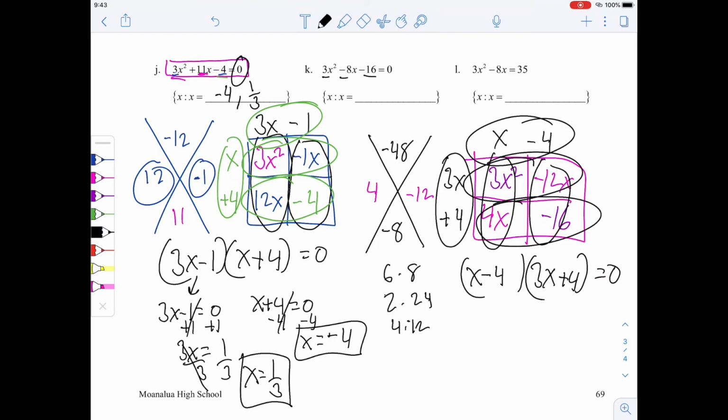And make sure you always check yourself, right? So x times 3x, 3x squared, that's what we got there. x times positive 4, we got 4x, and negative 4 times 3x, we get negative 12x, negative 4 times 4, negative 16, so that works.